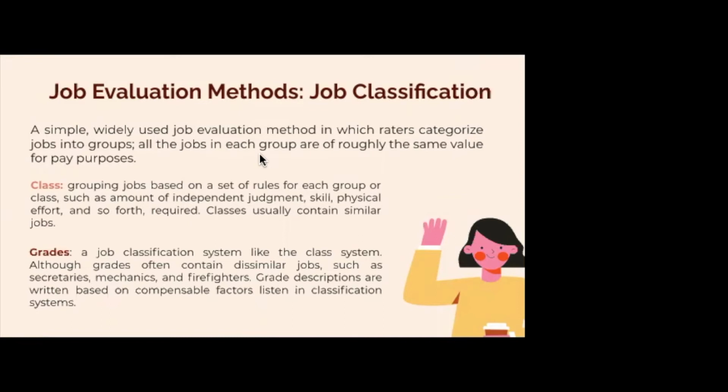Classes usually contain similar jobs, while grades is a job classification system like the class system, although grades often contain dissimilar jobs, such as secretaries, mechanics, and firefighters. Grade descriptions are written based on compensable factors listed in classification systems.